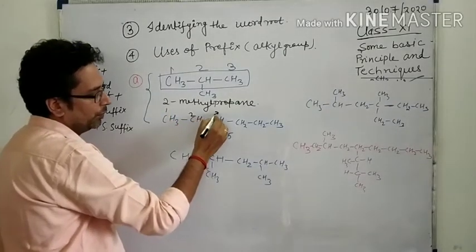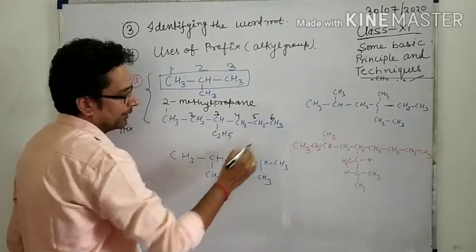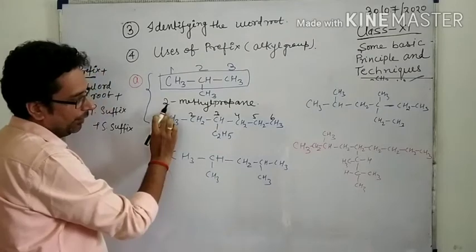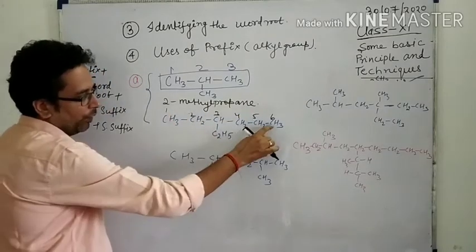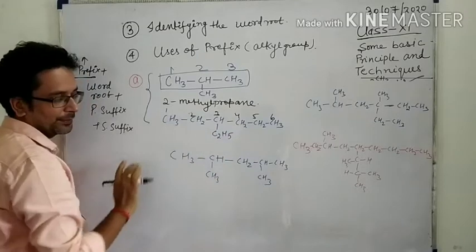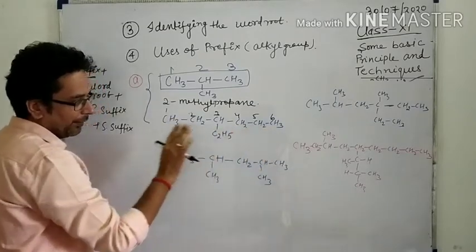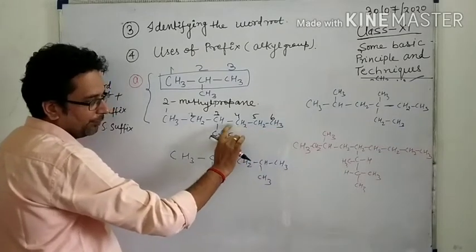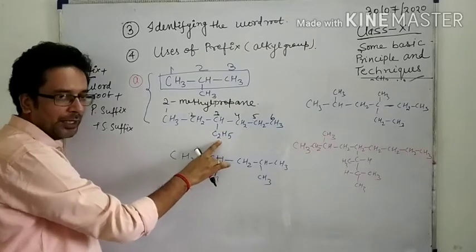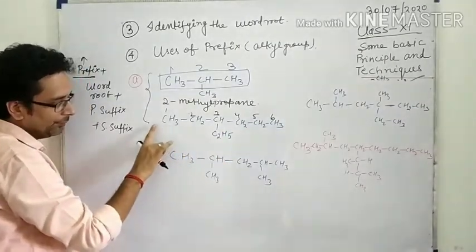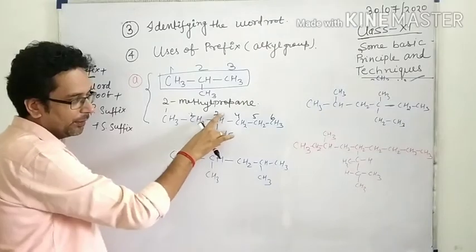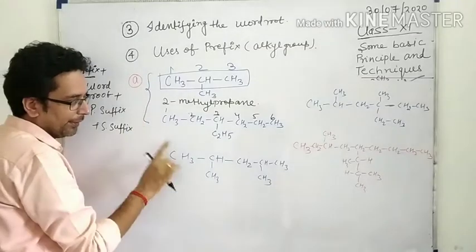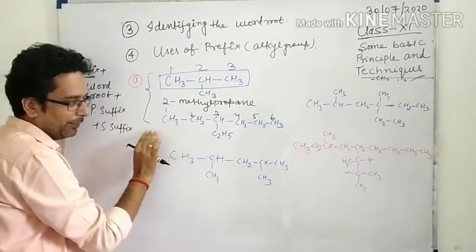Okay, now this one, what is the name of this? 1, 2, 3, 4, 5, 6. This is the longest chain, with the substituent in the third position. Now look here, 1, 2, 3, 4, 5, 6. But if we number from the right side, the substituent occurs at the fourth carbon. When we number from this side, it occurs at the third position. So which one is nearest? The third one. So the correct numbering of carbon atoms is from the left side.